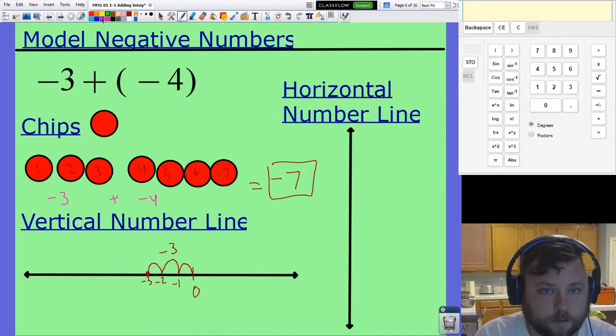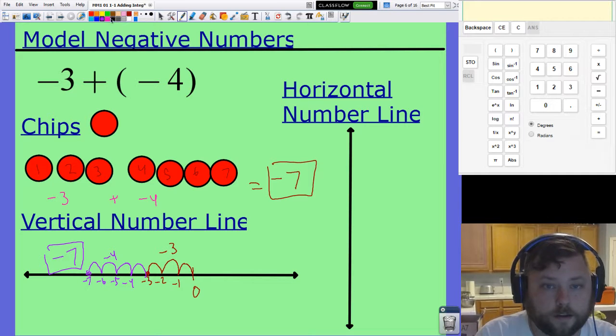Now if I want to do the minus 4, I'm going to go 1, 2, 3, 4. It's negative 4, negative 5, negative 6, negative 7. That moves it down 4, and where do I end up? I end up at negative 7.